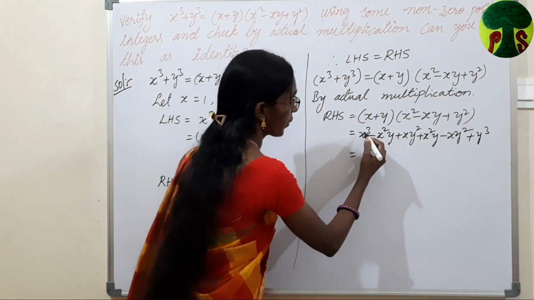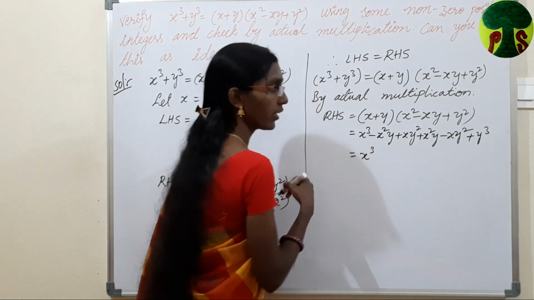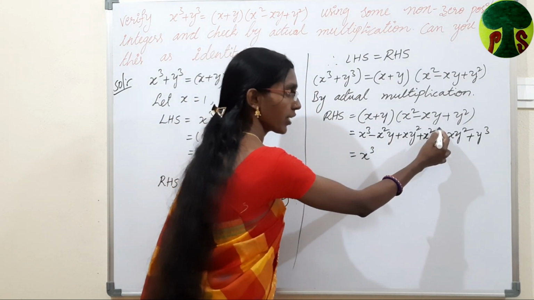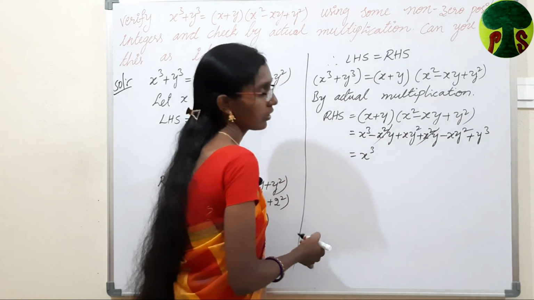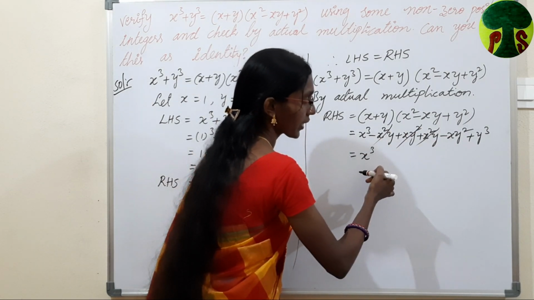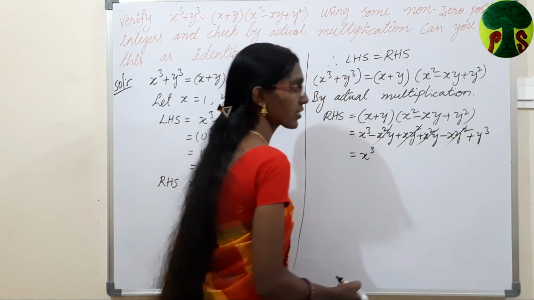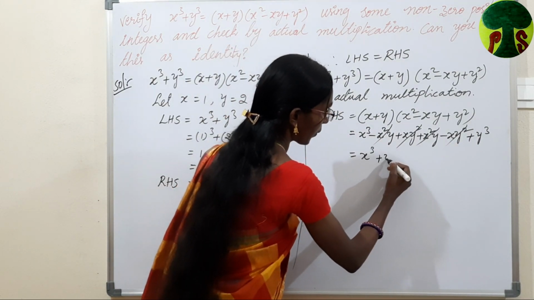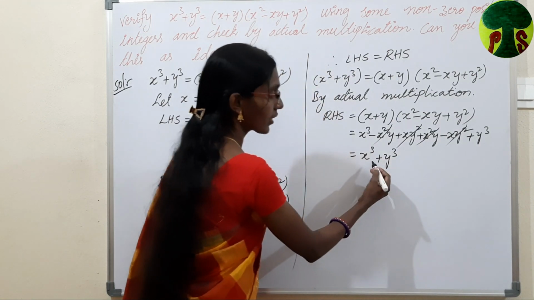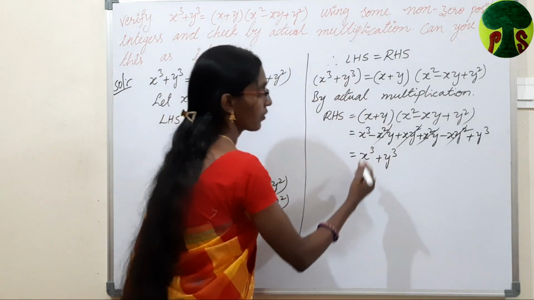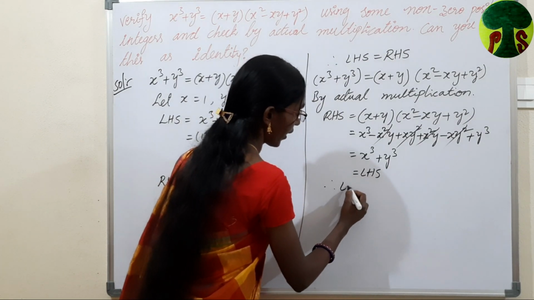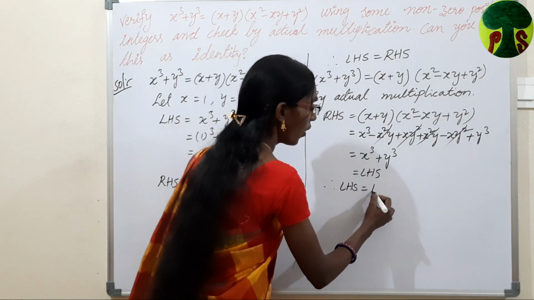Which is equal to x³, and here minus x²y plus x²y, these two get cancelled. Then plus xy² and minus xy², these two get cancelled, and the remaining terms are x³ plus y³. What is this? This is the LHS. Therefore LHS is equal to RHS.